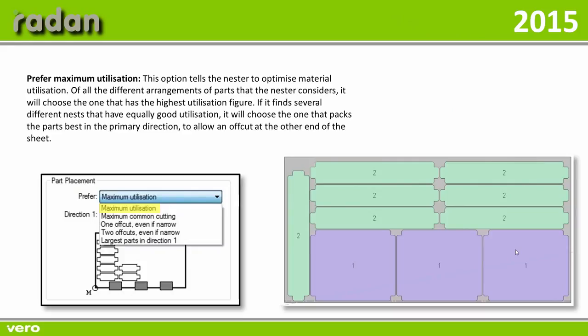Preferred maximum utilization. This option tells the nester to optimize material utilization. Of all the different arrangements of parts that the nester considers, it will choose the one that has the highest utilization figure. If it finds several different nests that have equally good utilization, it will choose the one that packs the parts best in the primary direction to allow an offcut at the other end of the sheet.